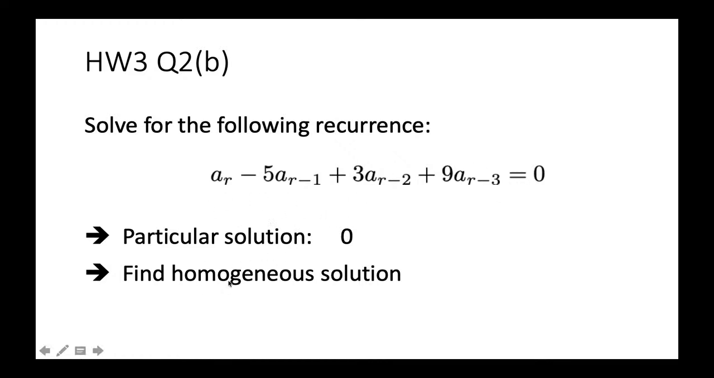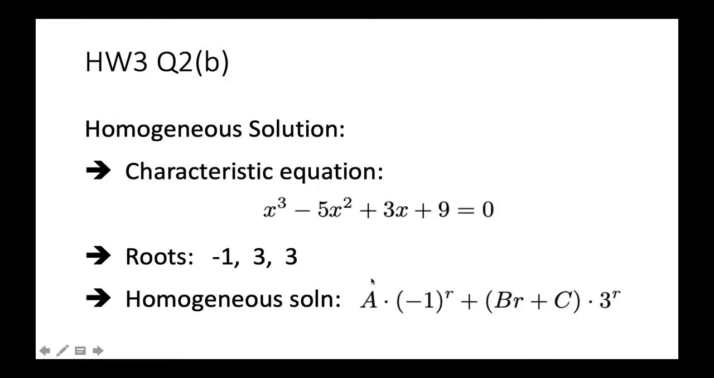If we can find the homogeneous solution, that will be the answer, because the total solution is the particular solution 0 plus the homogeneous one. So we focus on solving the homogeneous solution. Again, we look for the characteristic equation, which is x cubed minus 5x squared plus 3x plus 9 is equal to 0. By some trial and error, we will quickly find that minus 1 is a root.